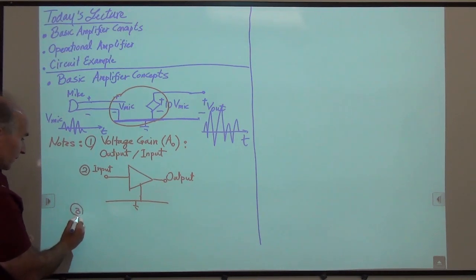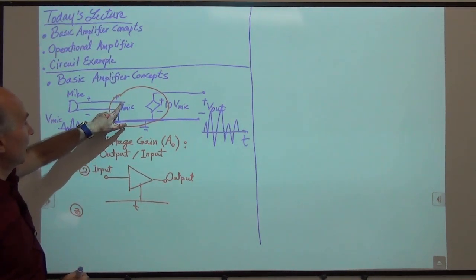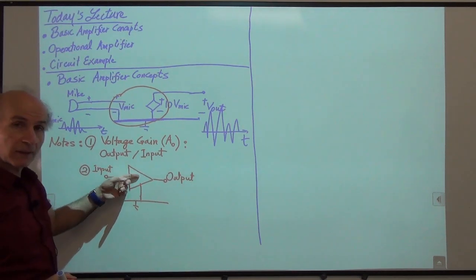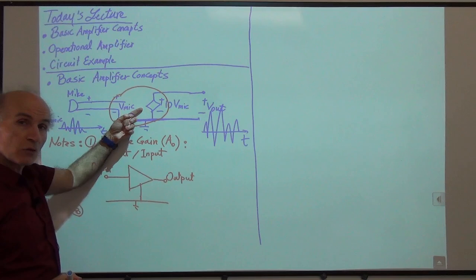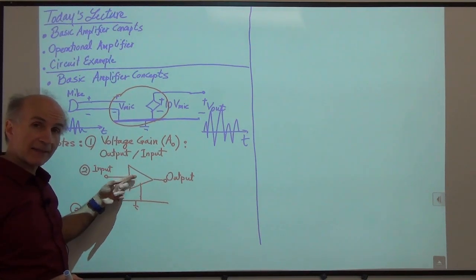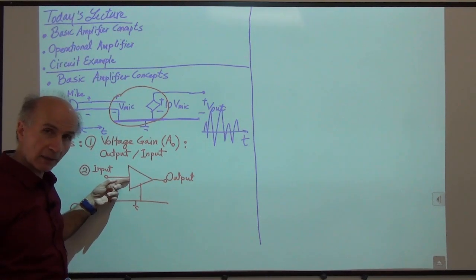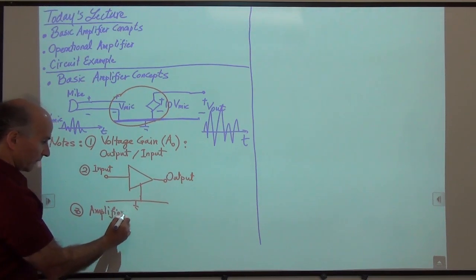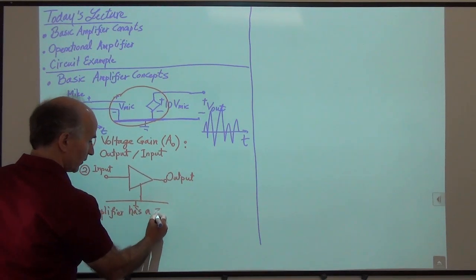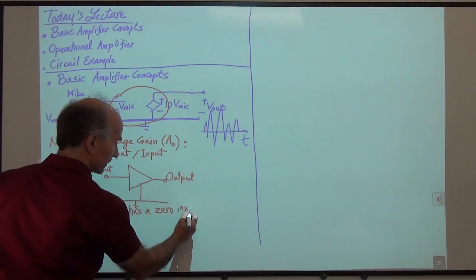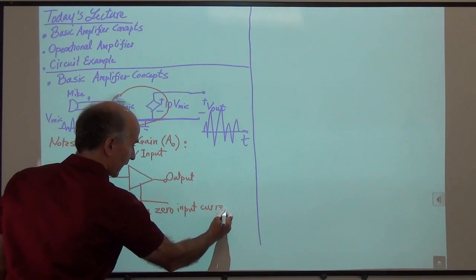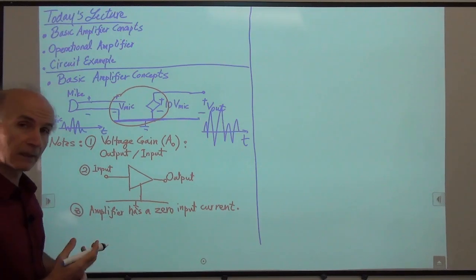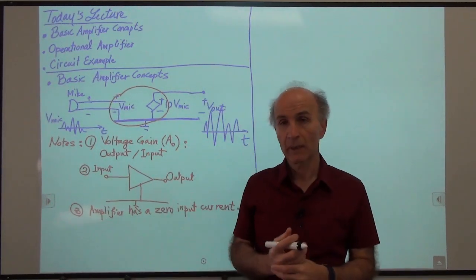Okay, maybe I make one more note, even though I said only two. The third note is that this line that's going to this amplifier has no current in it, right? Because it doesn't connect to anything. So we say the amplifier has a 0 input current. Now that seems rather obvious and trivial, but we will see later that having this property actually greatly simplifies our analysis of more complex situations.